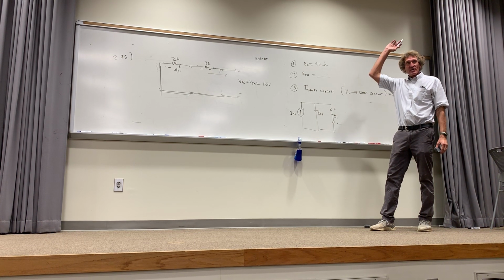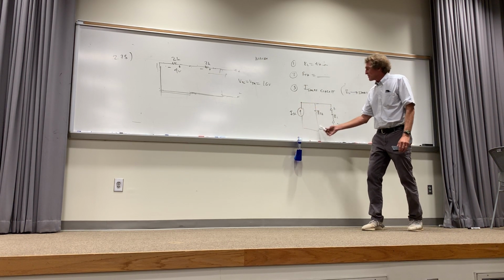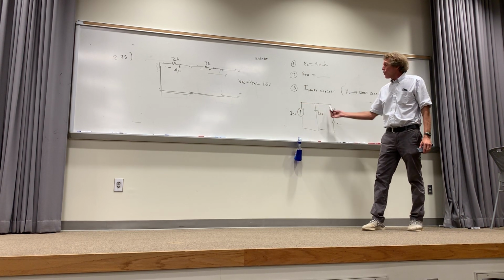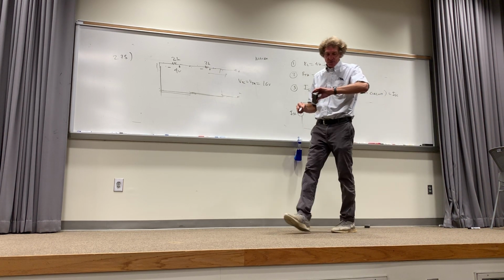Give me a show of hands here. How many see if you do a source transform of a series resistor, series voltage, you get a parallel current, parallel. That's exactly what that is. But sometimes it's easier to do that.